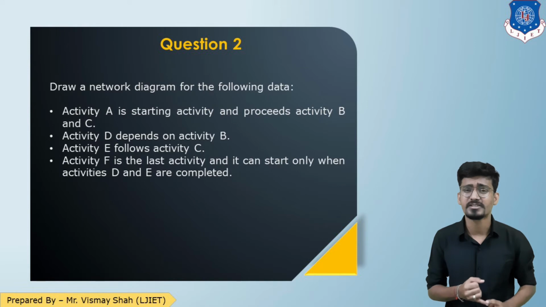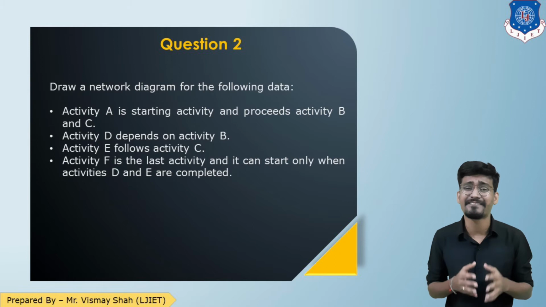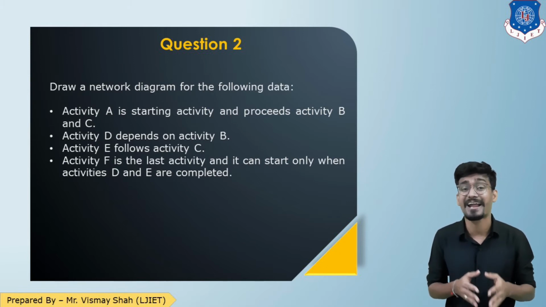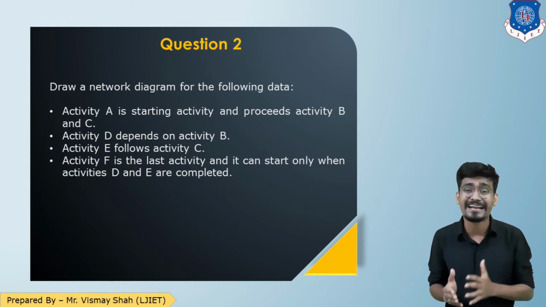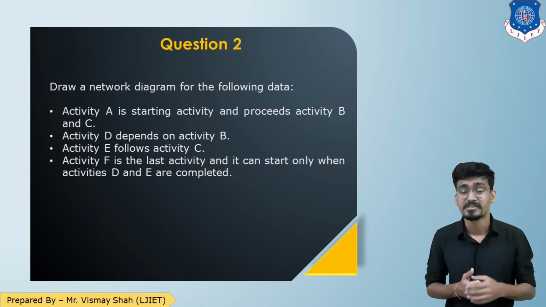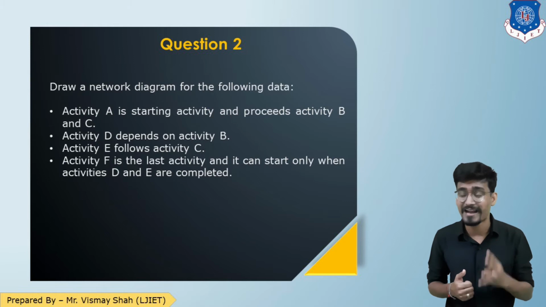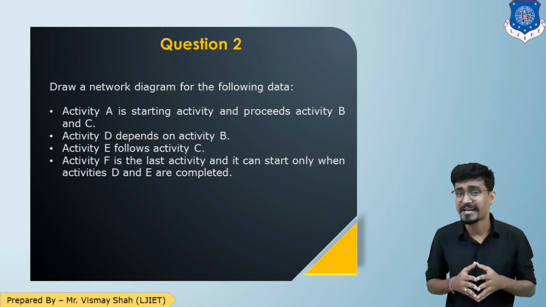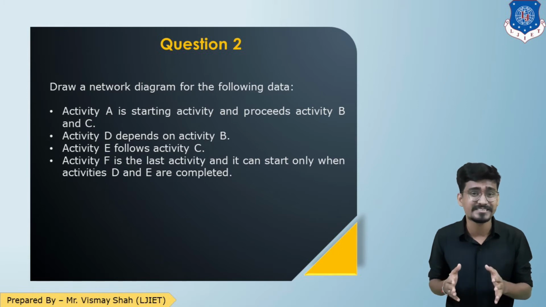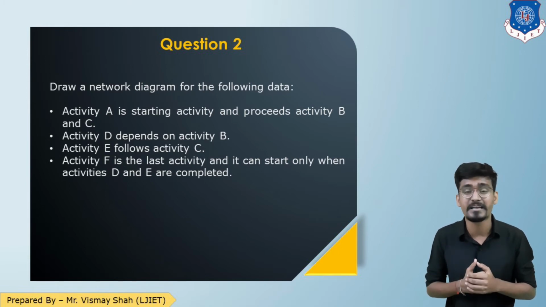Activity D depends on activity B. The next is activity E follows or depends on activity C. And the last data is that activity F is the last activity of the network and can be started after activities D and E are completed. So this is the data of 4 lines for which we have to draw the network. So the first data is that activity A is the first activity, precedes activities B and C.